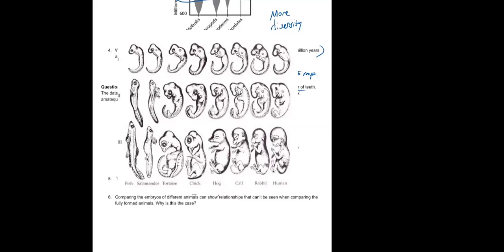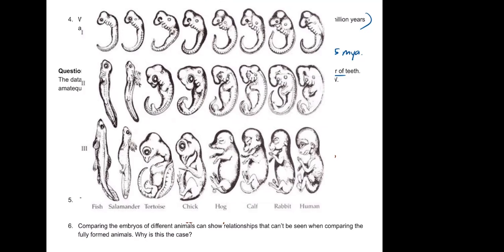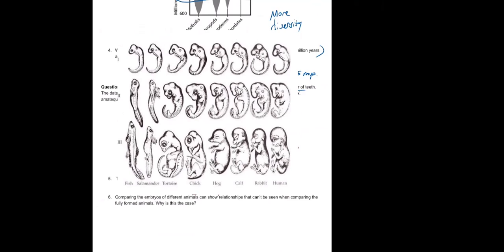Now, questions 6 and 7 here are about embryonic similarities. And I didn't get a chance to cover this kind of topic in class, so I want to hit this a little bit in class before we do take our test. Let's just go over these questions here. Comparing the embryos of different animals can show relationships that can't be seen when comparing fully formed animals. Why is this the case?